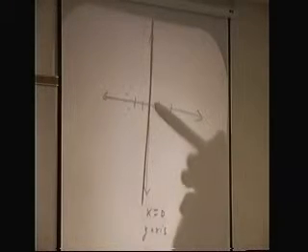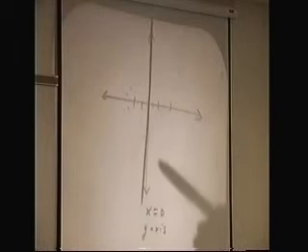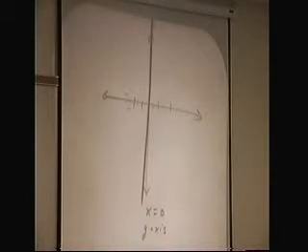Think about it. Isn't this point (0, 0)? Yes. (0, 1), (0, 2), (0, 3). The y-axis is when x equals 0. Think about it. Got it?